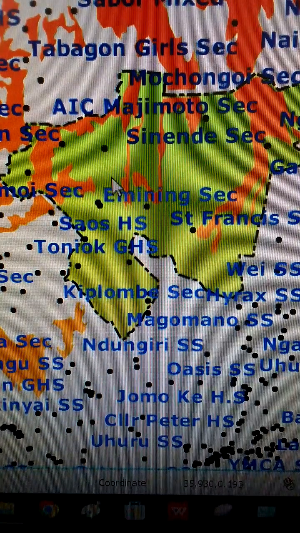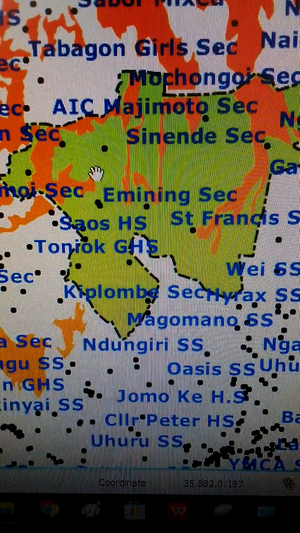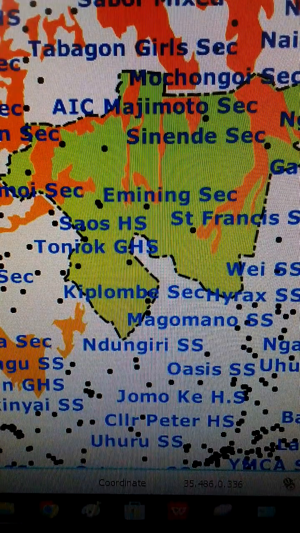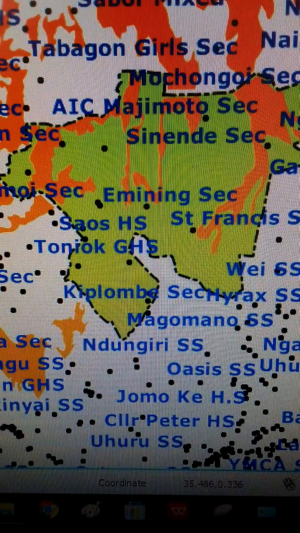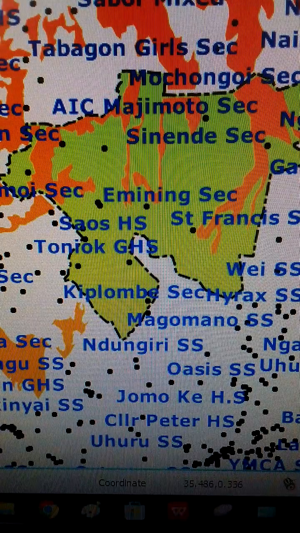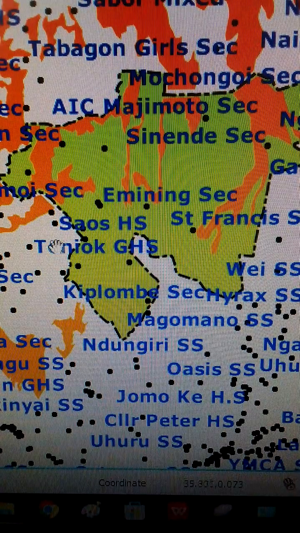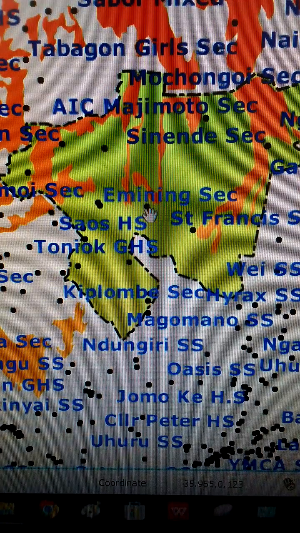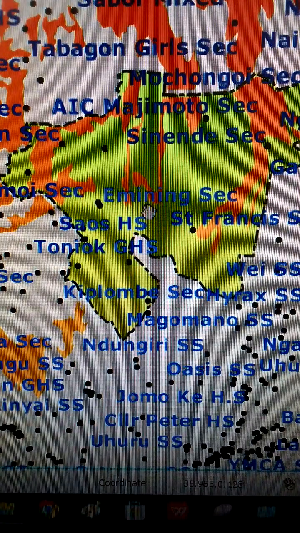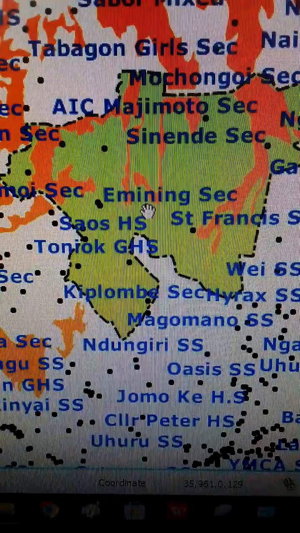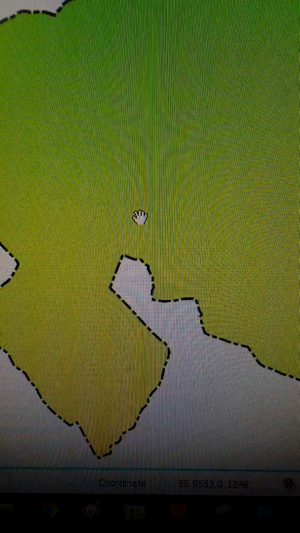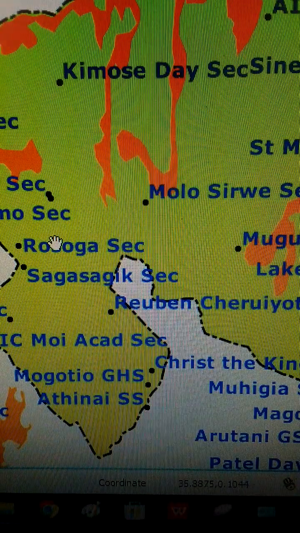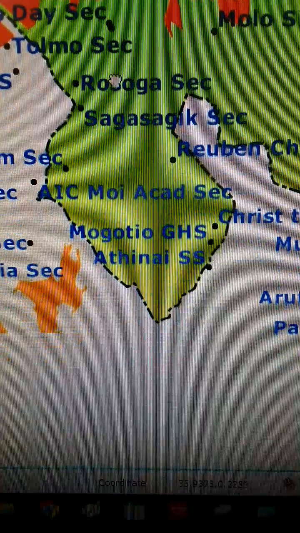Alright, in the video we have the map of Mogotio constituency showing the location of the schools. So I'm going to explore that map and visualize the location of the schools for the sake of our learners and even parents when selecting schools for joining in grade 10. Let me zoom in that map and then visualize the location of the schools.